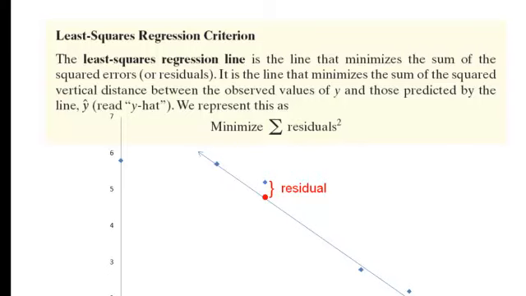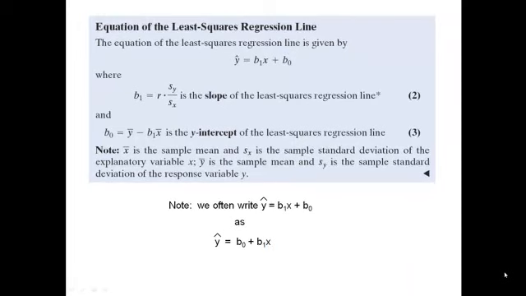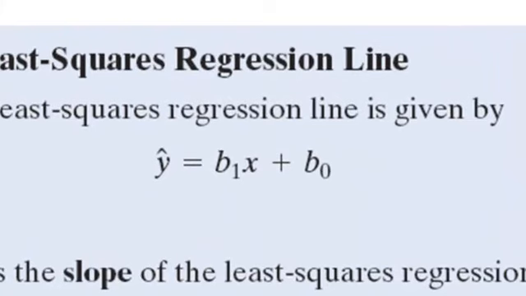Now, there are formulas for determining the least squares regression line. That is, formulas for determining the slope and y-intercept of the line. But first, let's think for a second about the general form of the equation of the line. The general form of the equation for the regression line is y hat equals b1x plus b0.